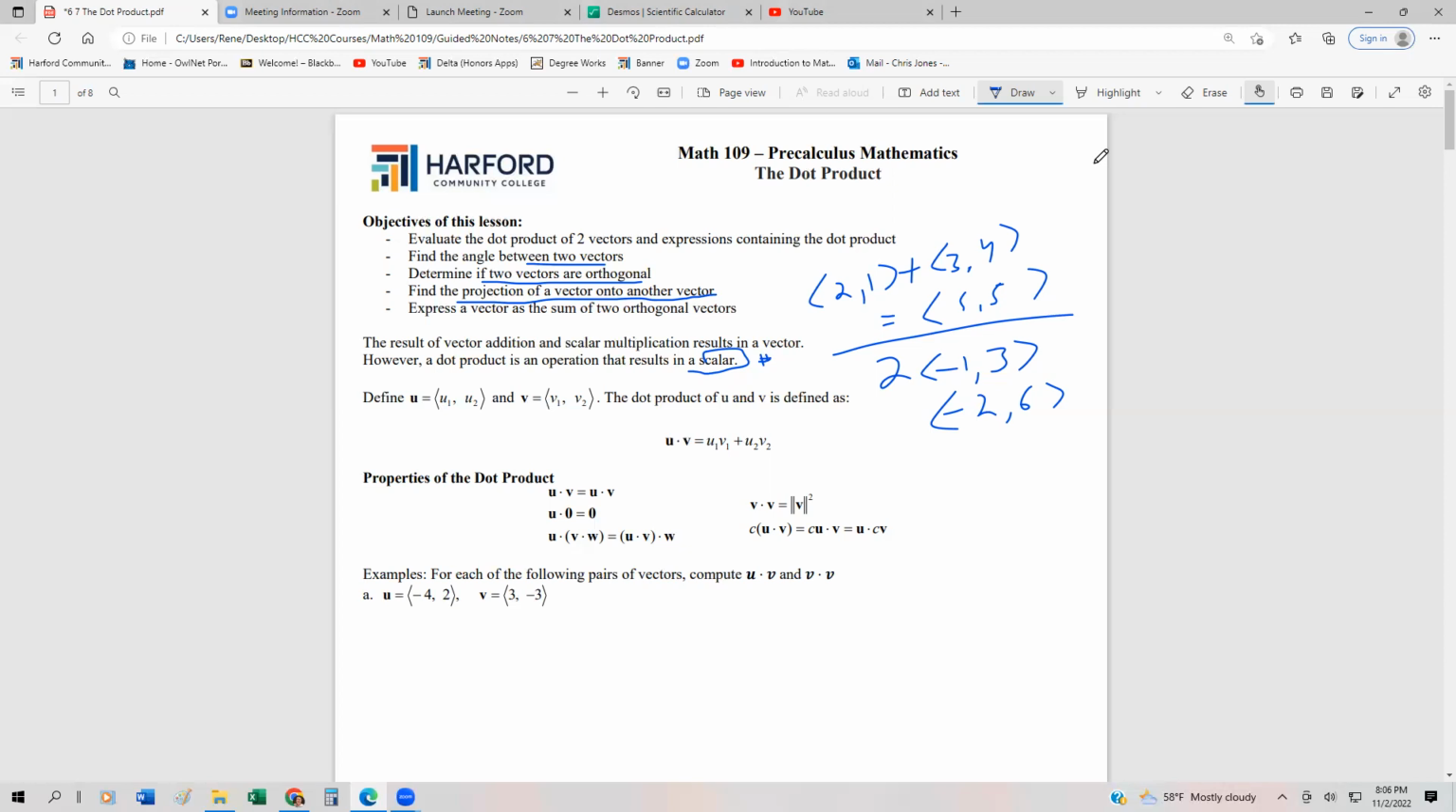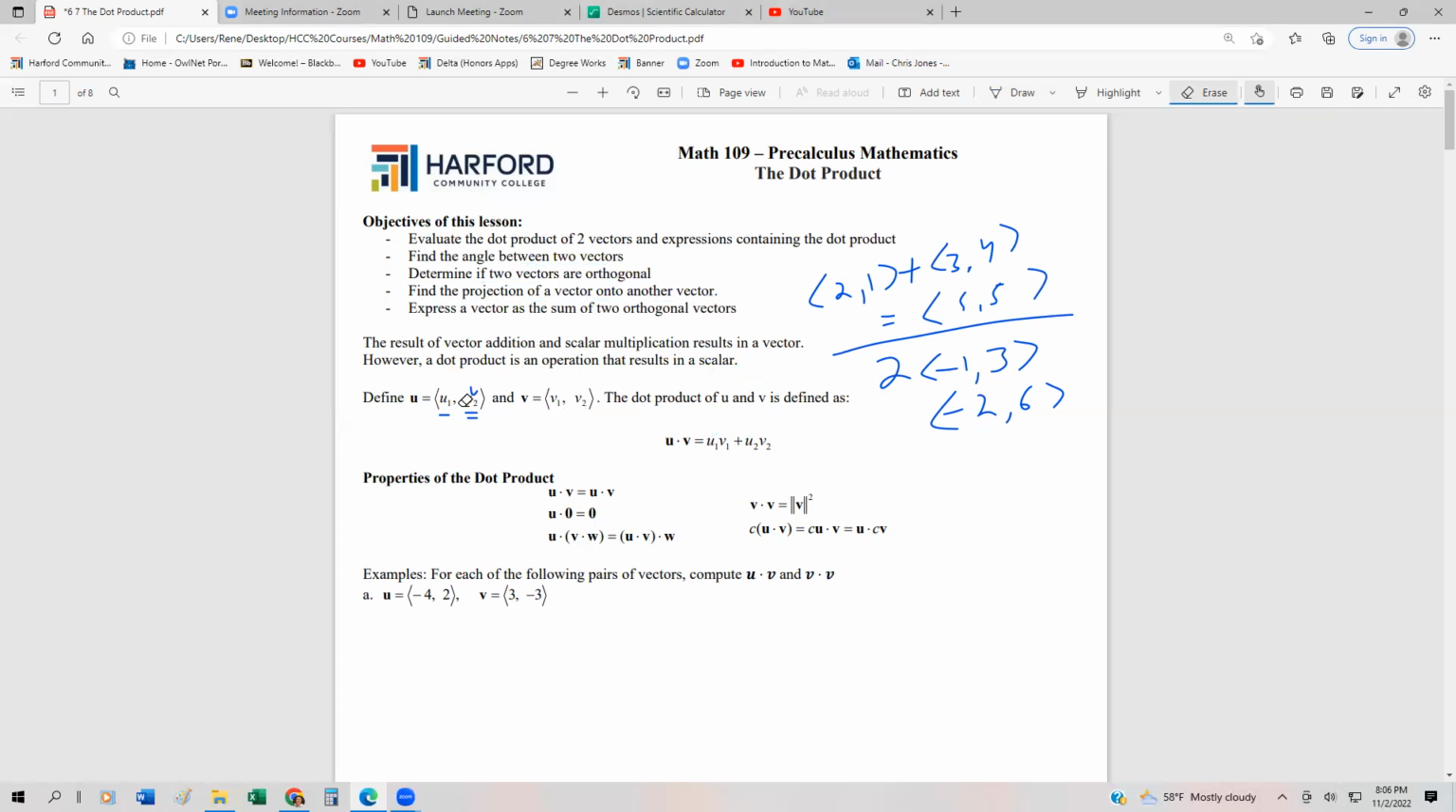It's really easy to compute the dot product. If we have vectors u and v that are comprised of components u1, u2, and v1, v2, then what we do is we just multiply the x components, we multiply the y components, and then we add those together. So u1 v1 plus u2 v2. A really easy operation that we're going to be seeing throughout this section on the dot product.